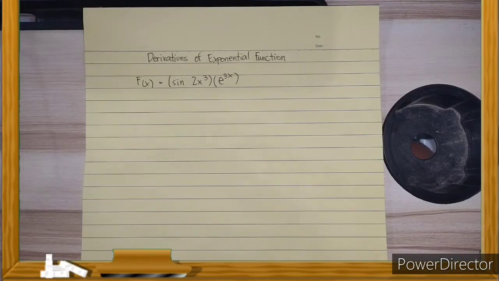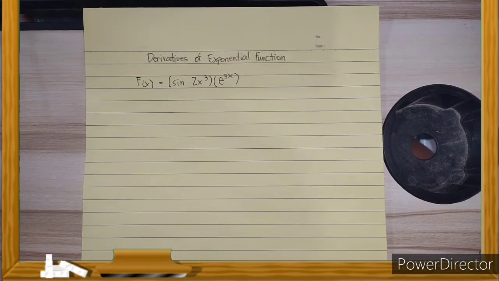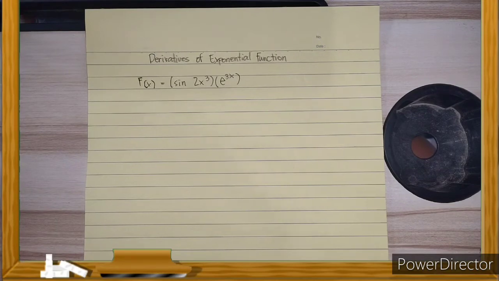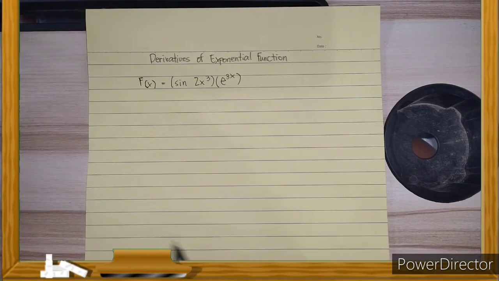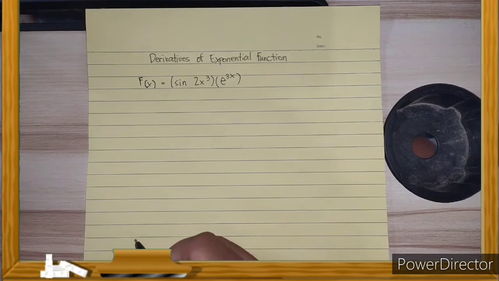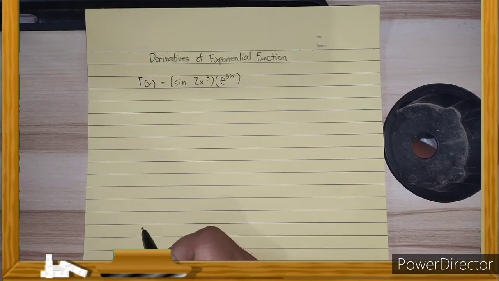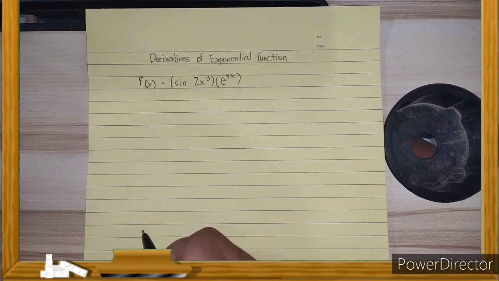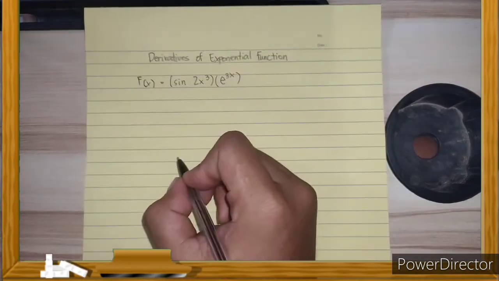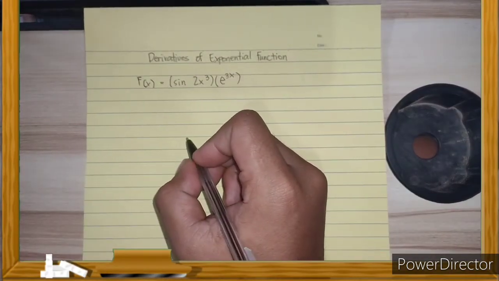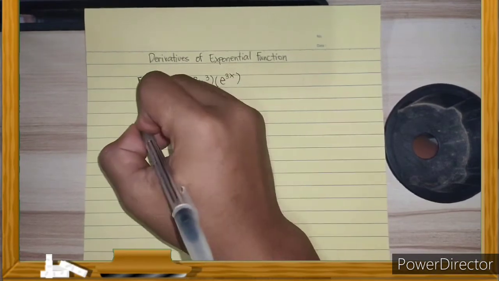So next, we have here the derivatives of exponential function, and we have f of x is equal to sine 2x cubed times e raised to 3x. So first thing we need to do is we should use the product rule in order to simplify or get the derivative of our function. So here's the formula or equation of the product rule.